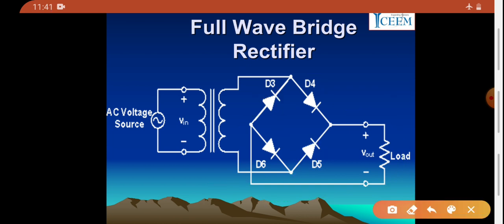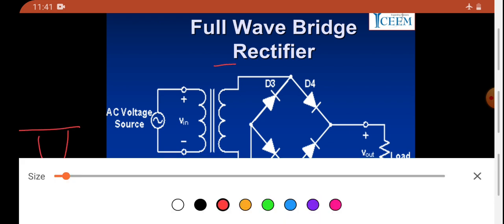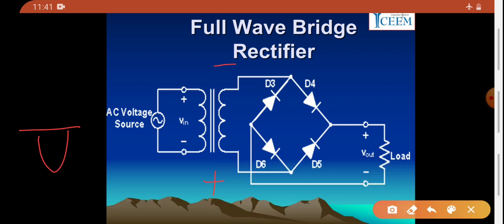Similarly, for the negative half cycle, we will consider the negative half cycle. Now this terminal is negative and this becomes positive, therefore the current direction will now be from positive. Now positive is connected to D5 through this load like this. So now D5 is on, and D6 and D4 are now off.